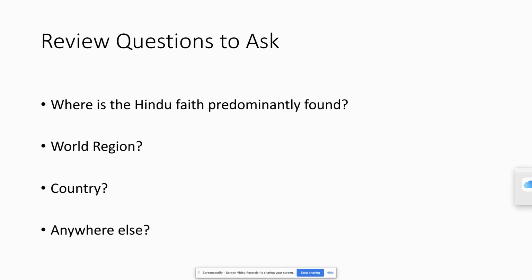So, where is the Hindu faith predominantly found? Well, if we go through by world region first, we would say, well, hey, that would be South Asia, right? Generally. If we get down to the country level, we would say that's primarily in India. Then lastly, even though it's an ethnic faith, and so that means it doesn't typically look to spread itself or convert others, is it in other places? Well, the answer is yes. And we see that in the article, and we should know that from other sources as well.